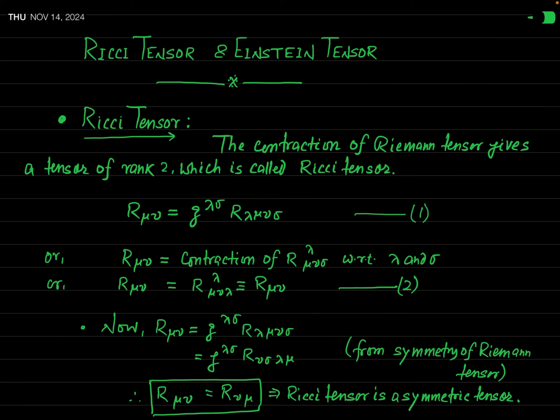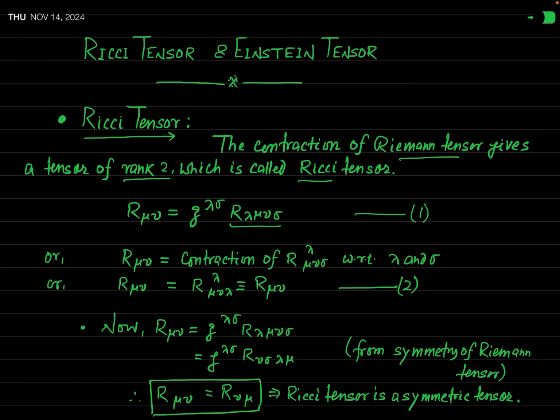In fact, this Ricci tensor is obtained by the contraction of the Riemann tensor, or you can say the Riemann Curvature tensor or the Riemann Christoffel tensor. When this Riemann Curvature tensor is contracted, then we obtain a tensor of rank 2 which is called the Ricci tensor. So if you write the Riemann tensor in this form, this is the covariant form of the Riemann tensor R lambda mu nu sigma.